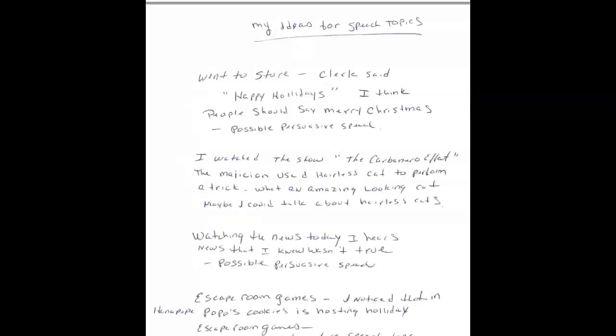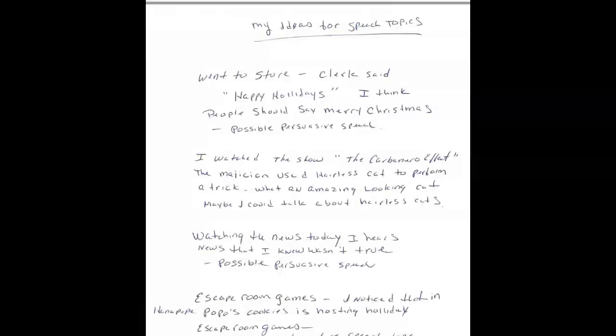The next thing you can use your journal for is to keep track of ideas for speech topics. So as you're walking around during your day and you come across things, you can jot them down. So for example, I went to the grocery store and the clerk said Happy Holidays, and I got upset because I think people should say Merry Christmas. I thought, wow, that might make a nice persuasive speech.